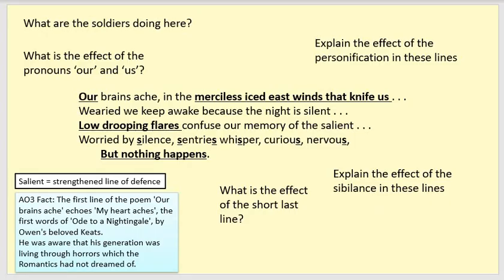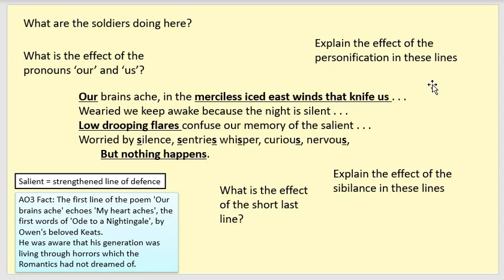Okay, we're going to take a closer look at each stanza now. So this first one, our brains ache. Immediately, with this inclusive pronoun, Owen establishes that the soldiers are in this together. It unites them, it creates this sense of solidarity. And you've got the personification here, the merciless iced east winds that knife us.